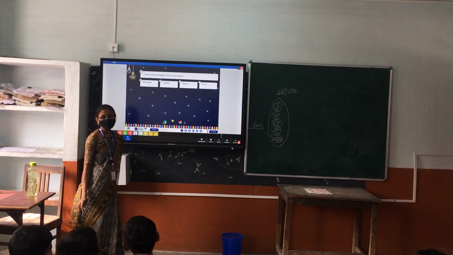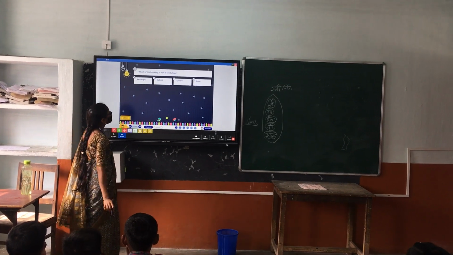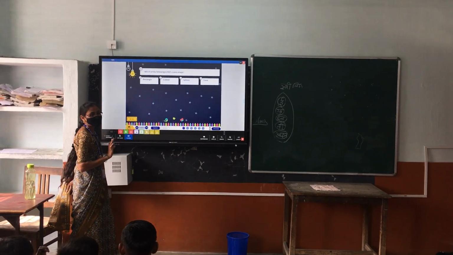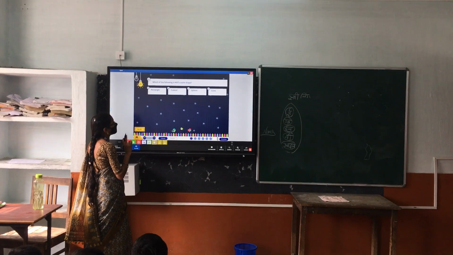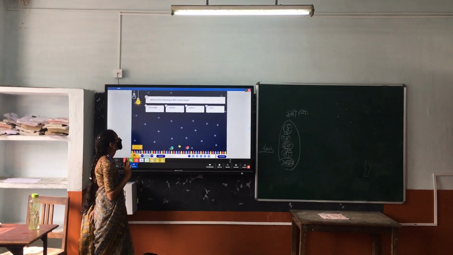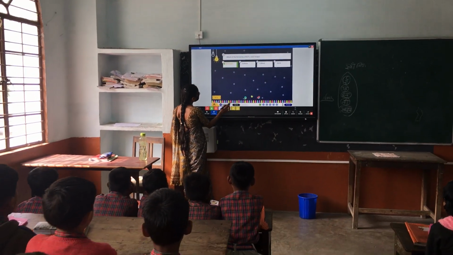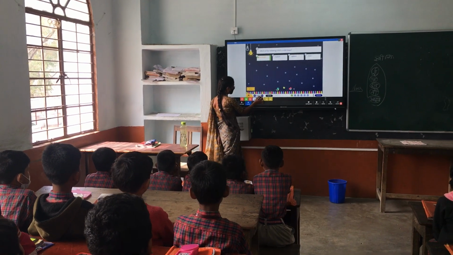Now see the questions here. Which of the following is not a solid shape? Rectangle, cuboid, sphere, cone. Rectangle. Good. So rectangle. Correct answer.